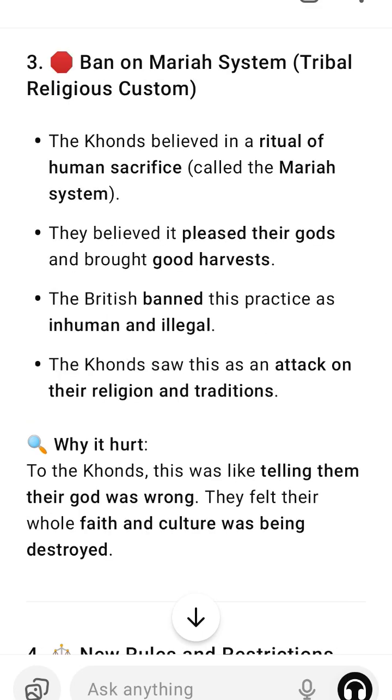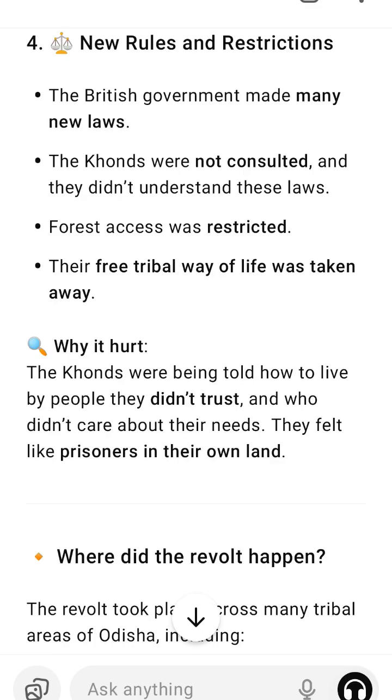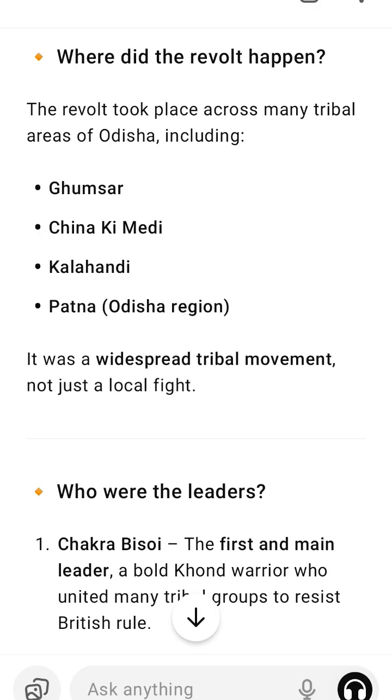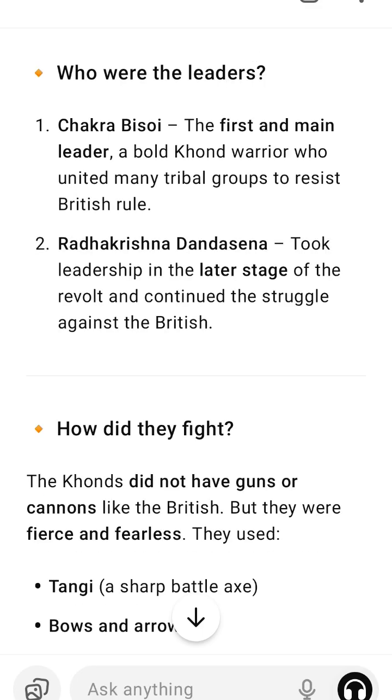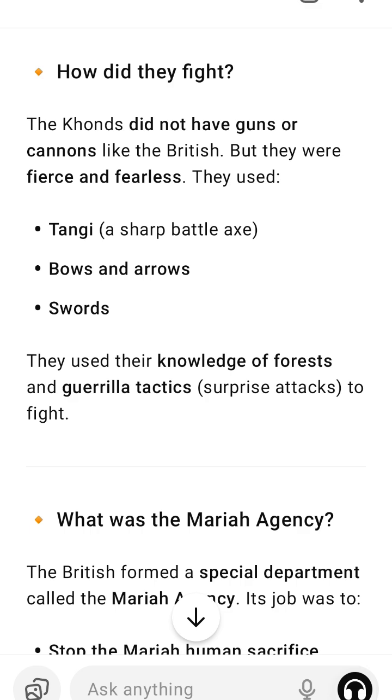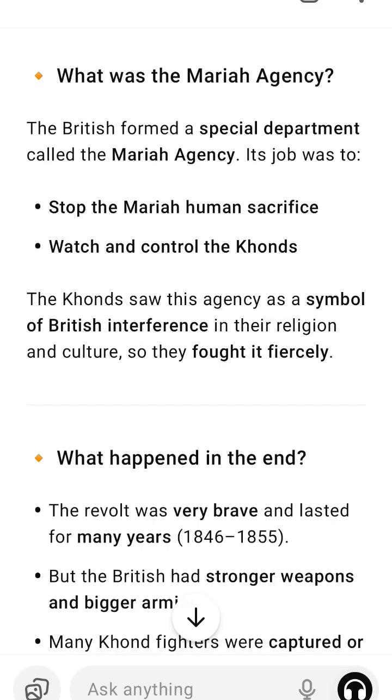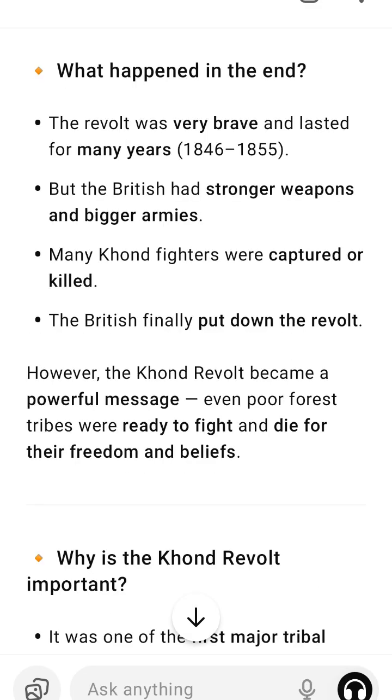3. Ban on Mariah system, tribal religious custom. The Kands believed in a ritual of human sacrifice called the Mariah system. They believed it pleased their gods and brought good harvests. The British banned this practice as inhuman and illegal. The Kands saw this as an attack on their religion and traditions. Why it hurt? To the Kands, this was like telling them their god was wrong. They felt their whole faith and culture was being destroyed.